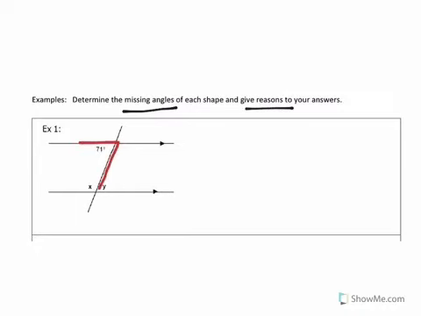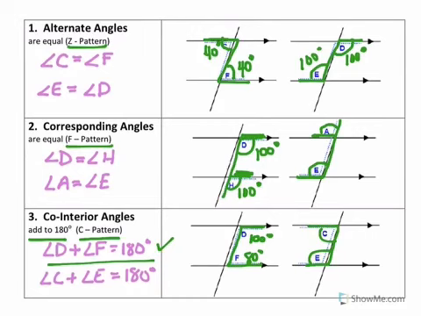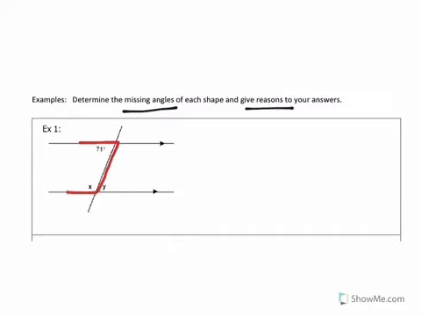Okay, so the first thing I see is a C. And I know that it's backwards, but let's just take a look at what that rule said again. Okay, so the C pattern is this one, and it looks like the inside angles have to add to 180. All right, so that means x and the 71 degrees, don't forget your degree sign, is 180.